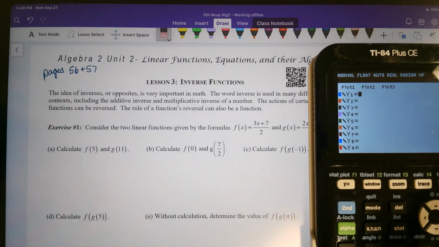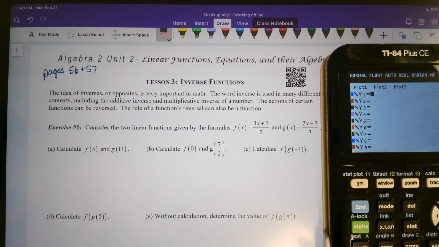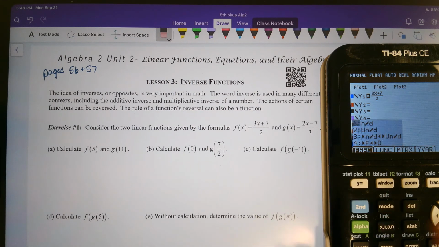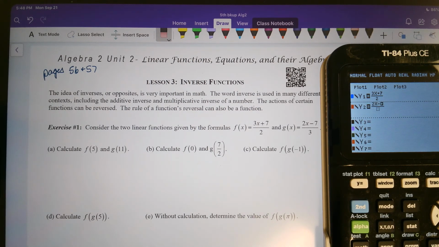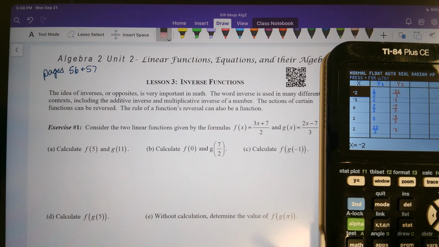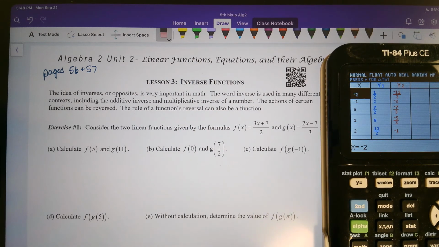to do here. So I'm going to take the calculator and type in our two functions. F of x I'll type into y1, so alpha y equals, to get a fraction, 3x plus 7 over 2, and g of x is alpha y equals 2x minus 7 divided by 3. And now I'll just hit second graph, so I have my table of values up here. This way I don't have to keep showing the substitutions.